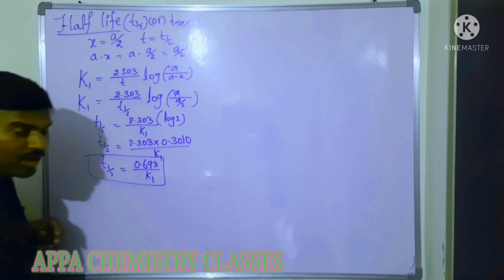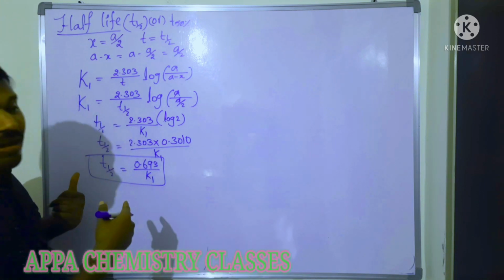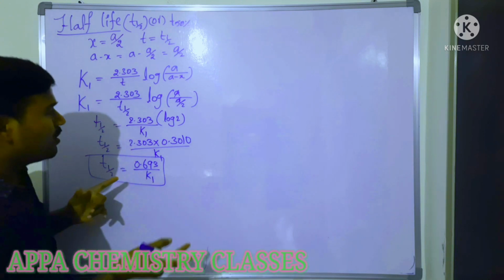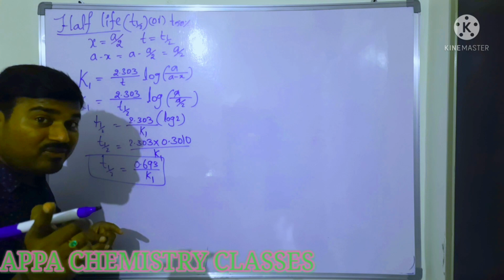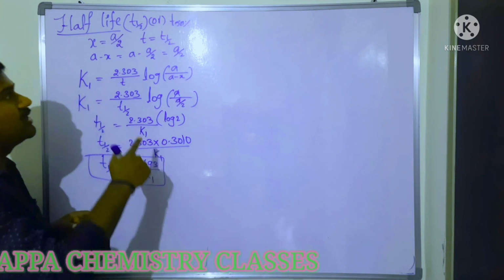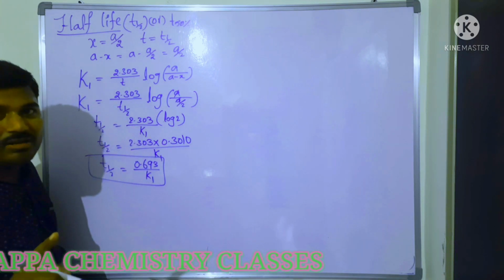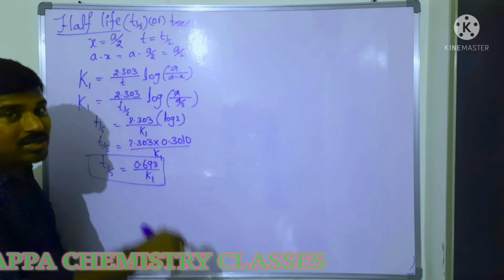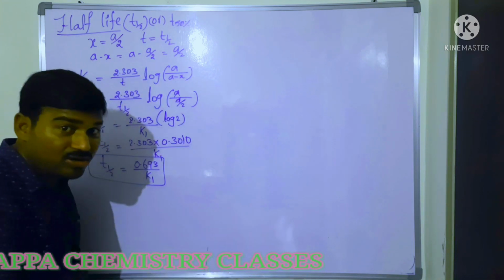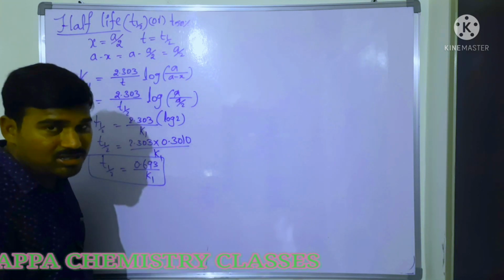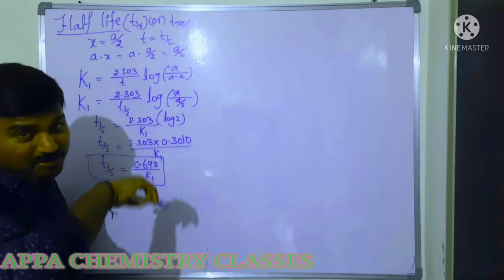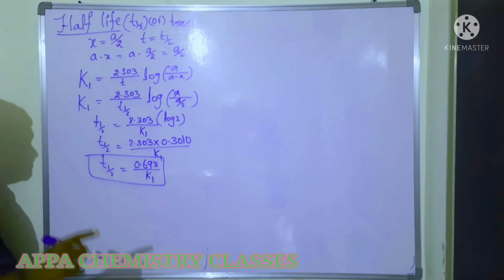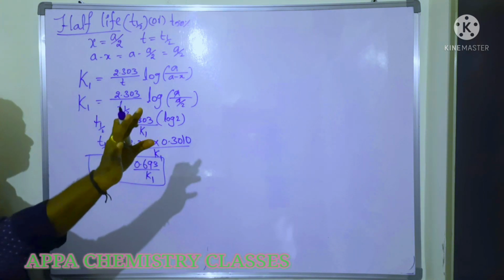Now in this case, the half-life of a first order reaction, is it depending on the initial concentration? No. So for which order reaction is half-life independent of the initial concentration? That is first order. The half-life of a first order reaction does not depend on the initial concentration of reactant. Whereas in case of zero order, t half is directly proportional to initial concentration. Here half-life is independent of the initial concentration. Half-life remains constant.